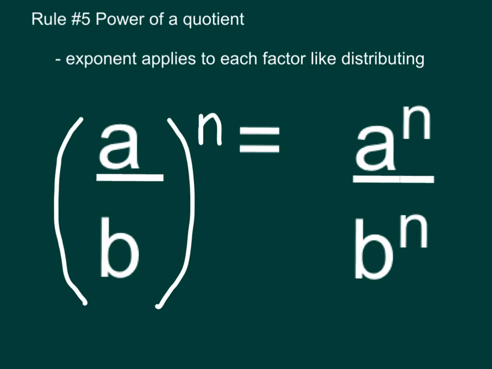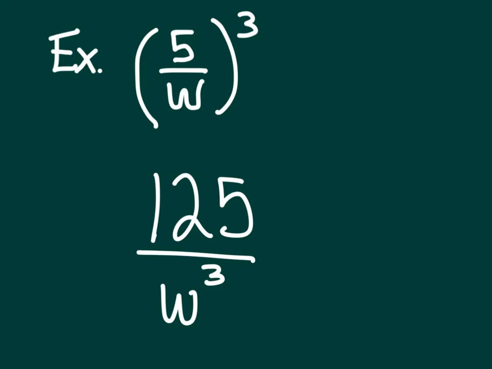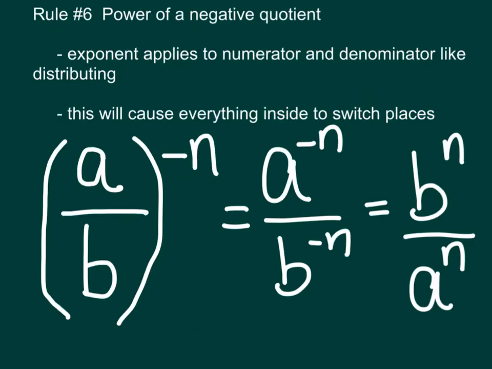All right, rule number 5, power of a quotient. The exponent applies to each factor, like in distributing. So over here we have a over b all raised to the power of n. That is the same thing as a to the power of n over b to the power of n. The example that goes with that, up here you see we have in parentheses 5 over w raised to the power of 3. That now equals 125 over w to the third. The reason being is because in between, you get 5 to the power of 3 over w to the power of 3, and 5 to the power of 3 is 125.